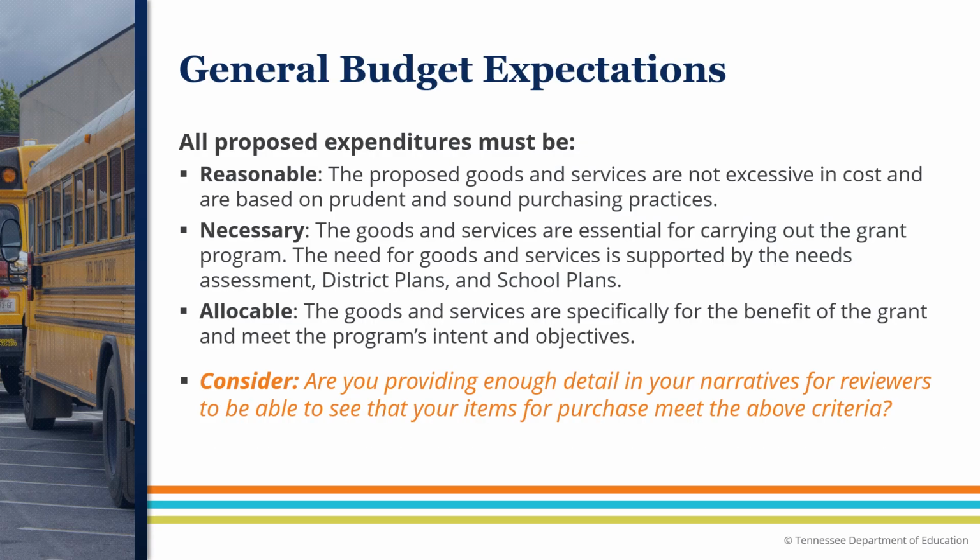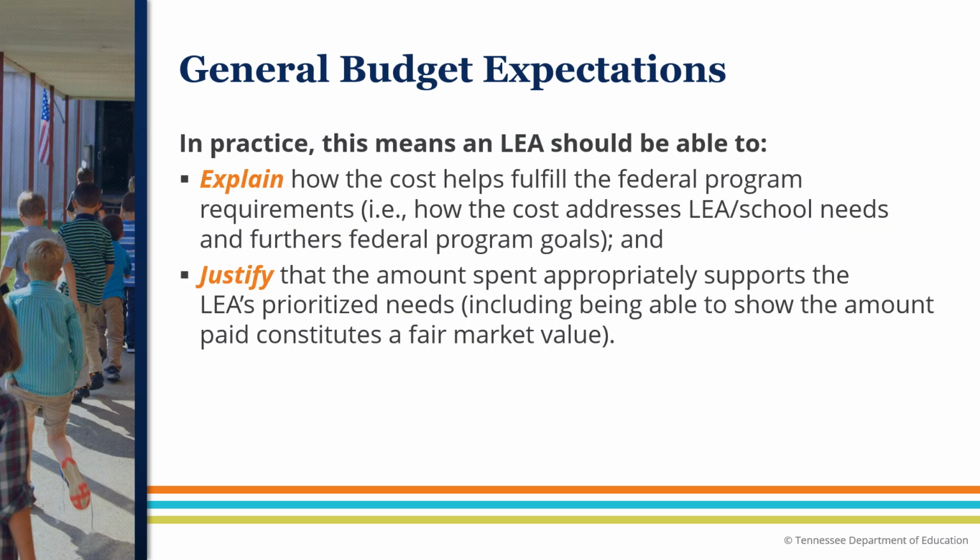Ensure when you are looking at expenditures that you're going to put within your budget that they are reasonable in nature when it comes to the cost, they are necessary for carrying out the intent of the grant, and they are allocable, which means they are specifically for that grant and meet the program's intents and objectives. Just make sure that you explain and justify each line item so it is clear what you are paying for, or if it's personnel, the same.